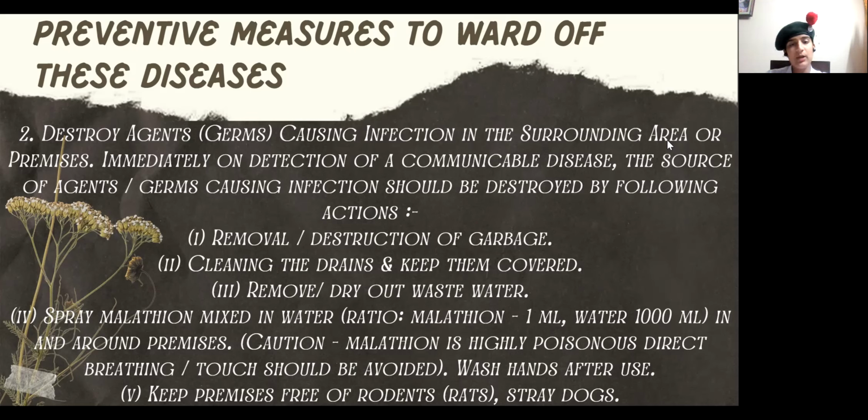First is removal or destruction of garbage, cleaning the drains and keep them covered, remove dry out wastewater, spray malathion mixed in water. Ratio should be malathion 1 ml and water 1000 ml in and around premises.